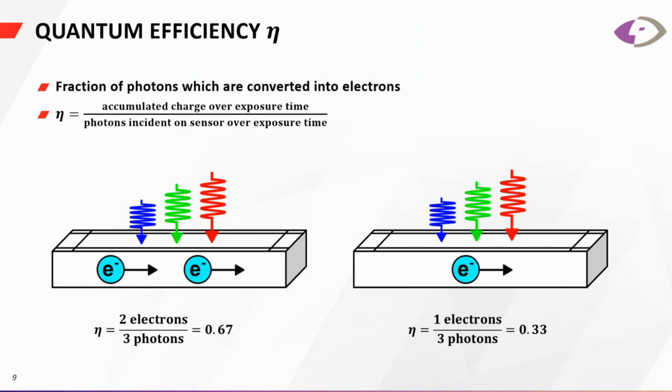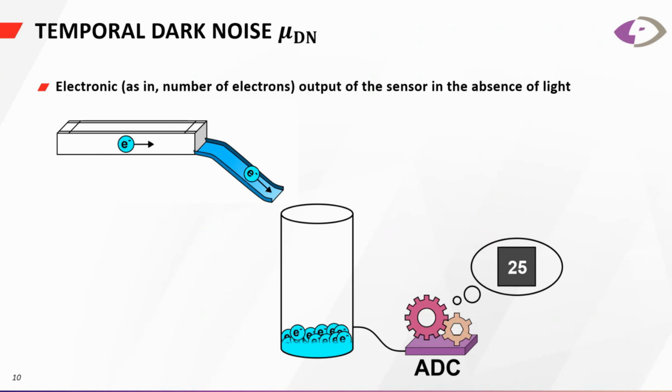Next, we have temporal dark noise. Temporal dark noise is the electronic, as in number of electrons, output of the sensor in the absence of light. So you'll see here on the pixel, there's no light incident on it, but an electron still manages to escape through. It populates the well, and the ADC reads that as a valid gray value.